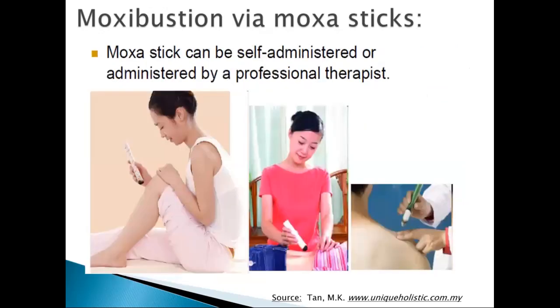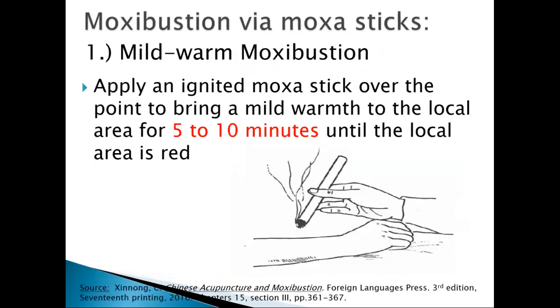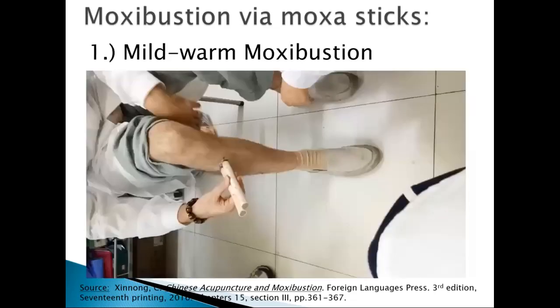You can also do it by asking your assistant or your professional therapist, or you can instruct it as home care for the patient. So let's discuss first your mild warm moxa. You apply an ignited moxa stick over the point to bring a mild warmth to the local area for 5 to 10 minutes until the local area is red, or once the patient feels very hot at that area or your acupoint is adequately stimulated by the heat.